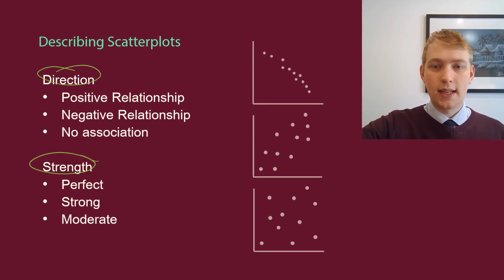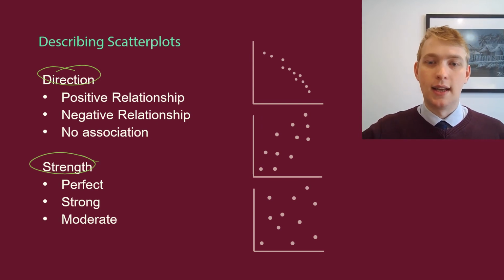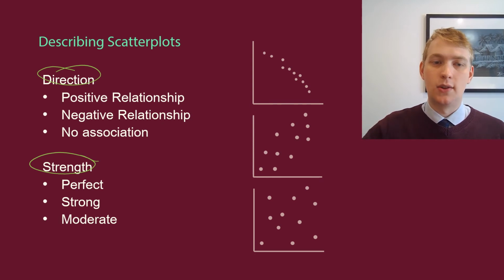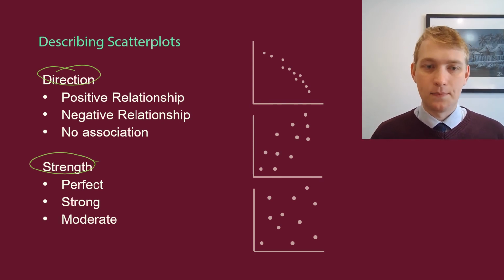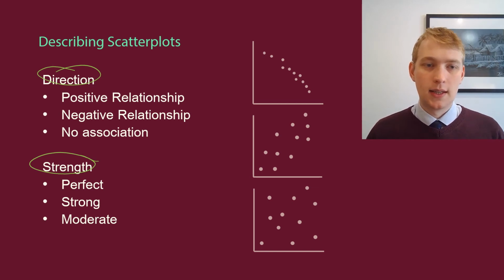The next one we can see is increasing. They're a bit more spread out, but they are increasing. So we can say it has a positive relationship. The last one, it's neither going up or down. So we could say there's no association there. So that's the direction. It's talking about where we can see our data is moving to.